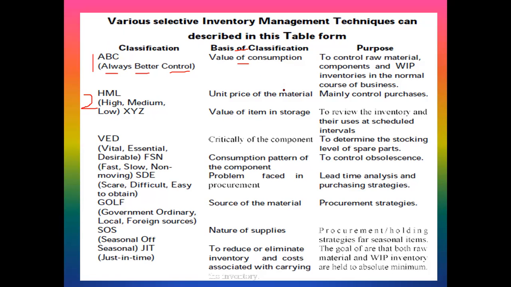They say the unit price of the material. The first one is the HML, high, medium, low. So the unit price is to be measured in these high, medium and low methods. Unit price of the material we first have to know. Then the value of the item in storage. Whenever the item is in storage, then what about this value? Right? Next, money control purchases, to review the inventory and the use at subscribed intervals.